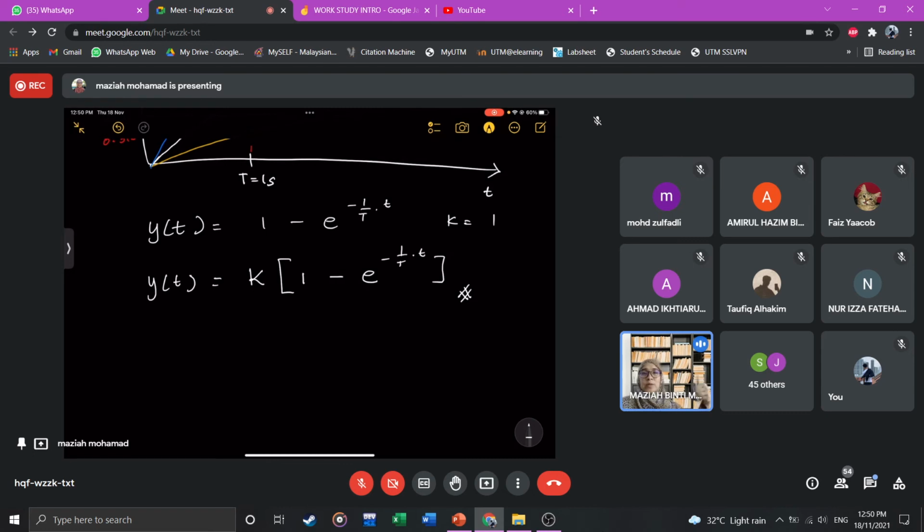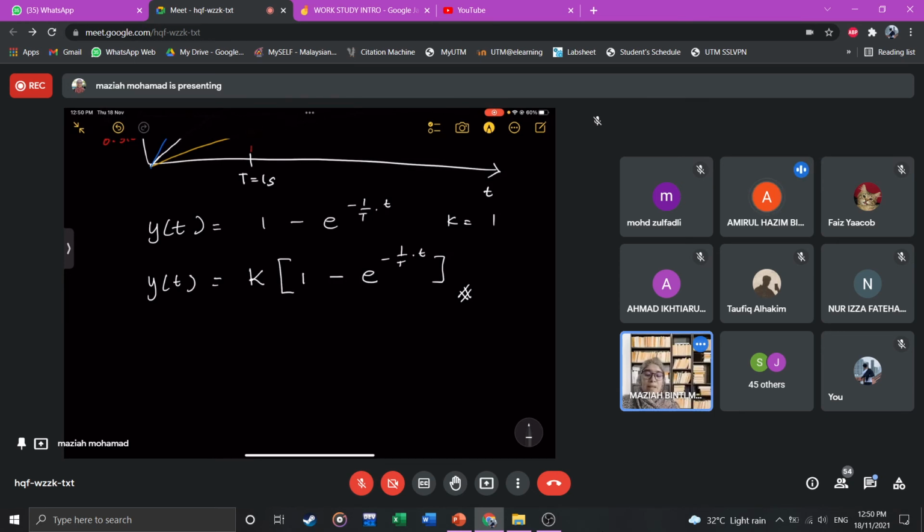So for first order, you need to remember the general transfer function. Second, you need to know how to compare your transfer function to the general transfer function. Make sure it is always in terms of 1 plus something at the denominator.